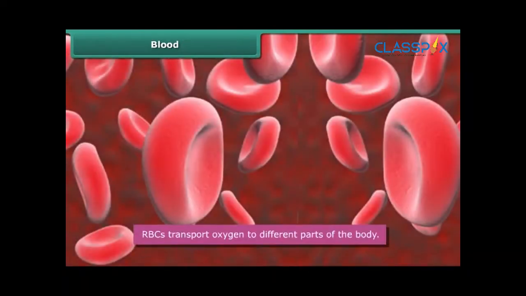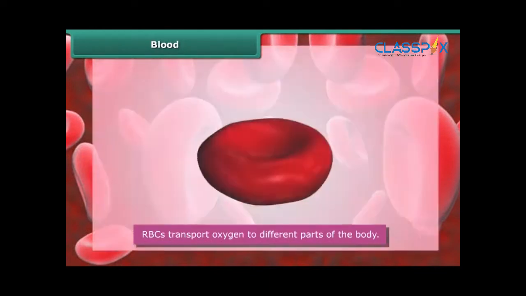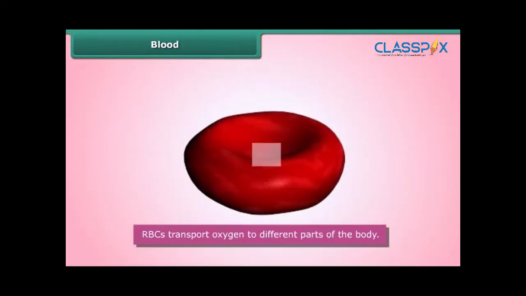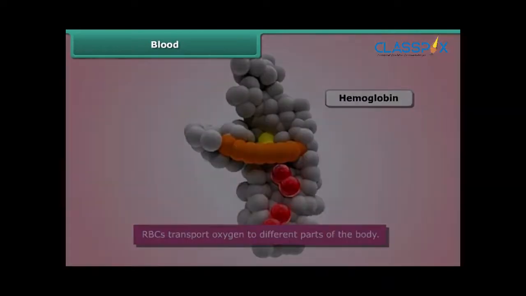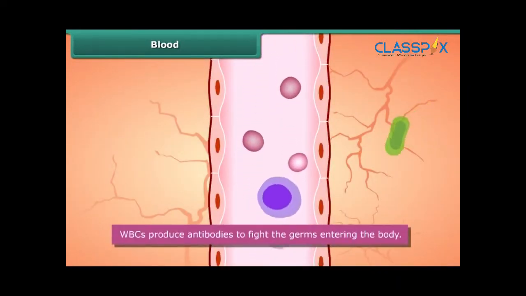RBCs are also known as erythrocytes. They are disc-shaped. They contain a protein called hemoglobin, which is rich in iron and gives the blood its red color. Hemoglobin transports oxygen to different parts of the body.